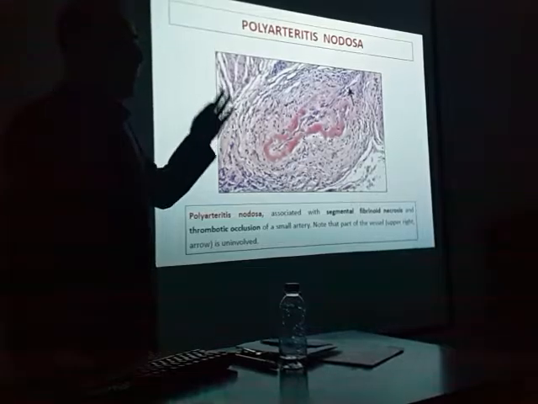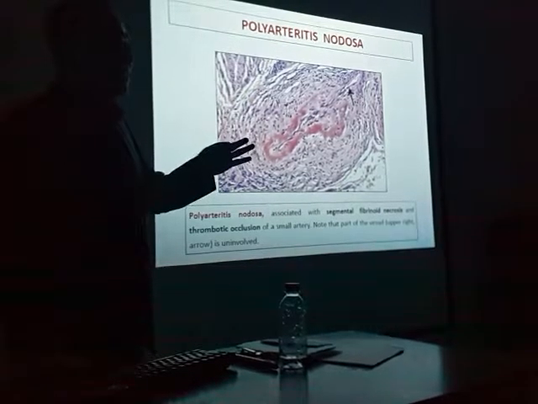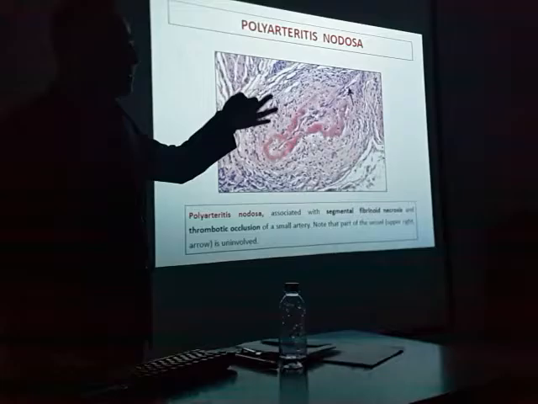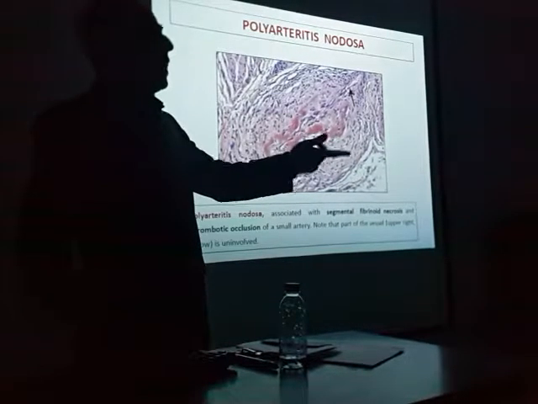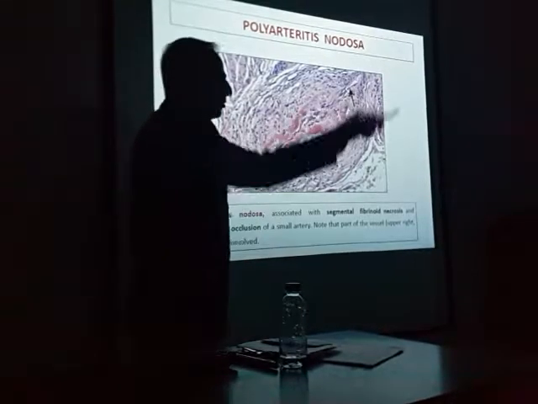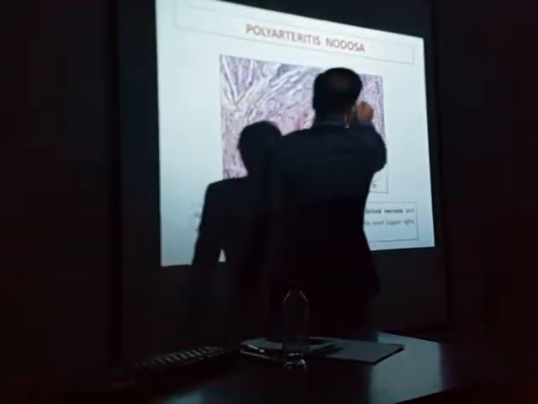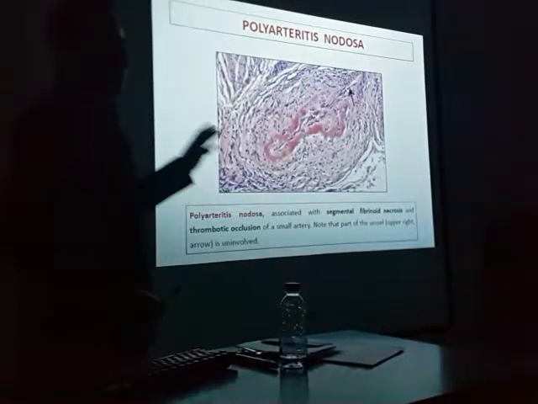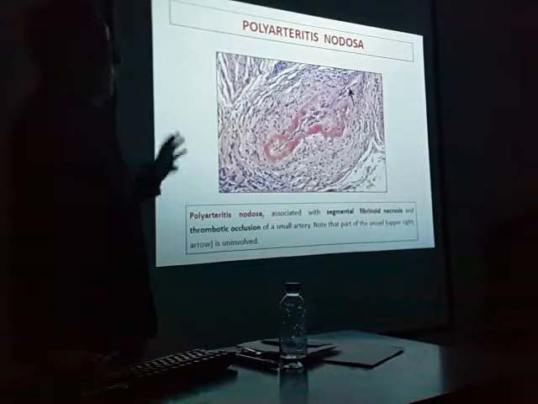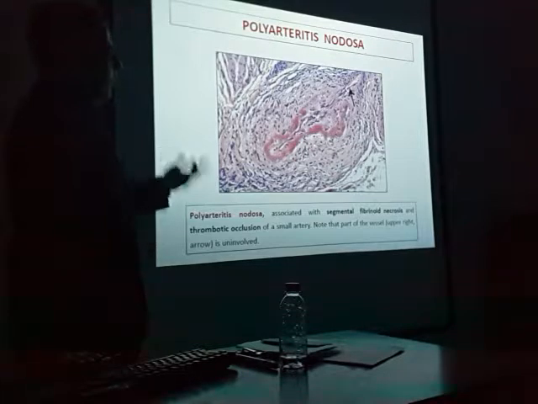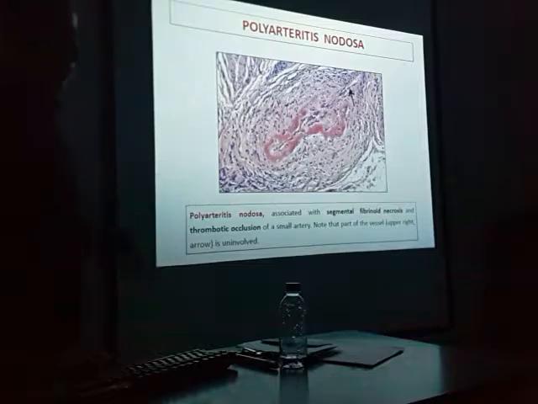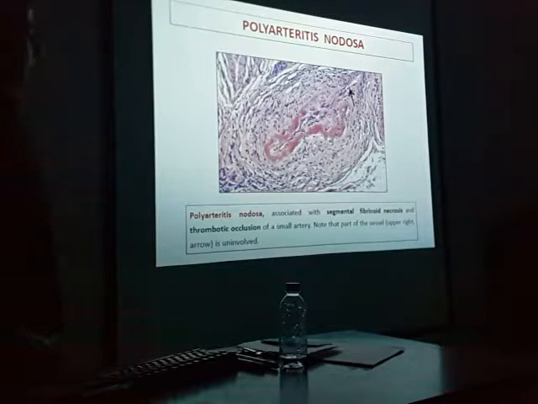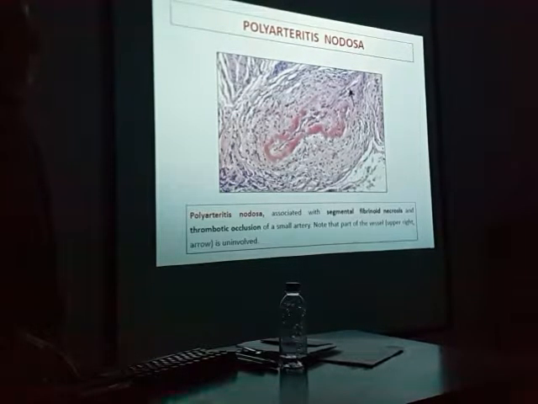Because we say you can find in the same vessel different areas at different stages. Acute, chronic, healed, uninvolved also. So here it is involved, here it is not involved. This is what we mean by the different stages of the disease in the same vessel or in different vessels in polyarteritis nodosa. This is a feature of PAN, polyarteritis nodosa. Is it clear? Yes.